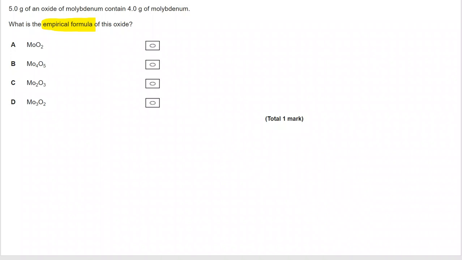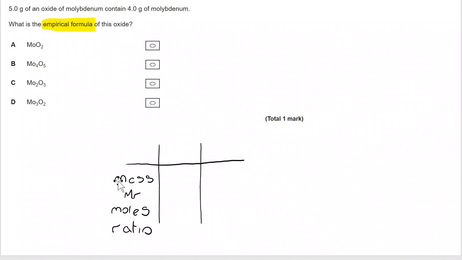So there is a set format to that. The format that I tend to use is the table method. So I'm going to draw out my table here where I will always have mass. I've got here molecular mass. It is atomic mass in this case, actually, but AR or MR going into here, then moles, and then ratio. What we can then do is put the elements up at the top. So we've got molybdenum and we have got oxygen.